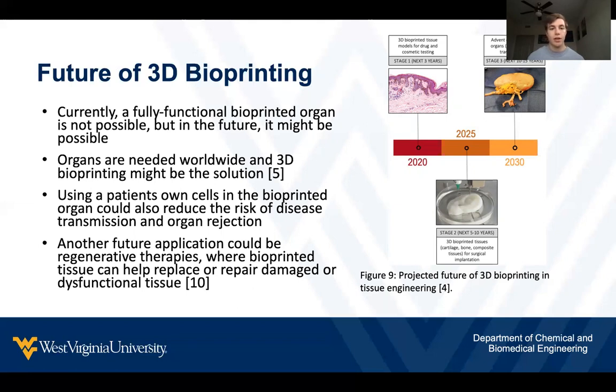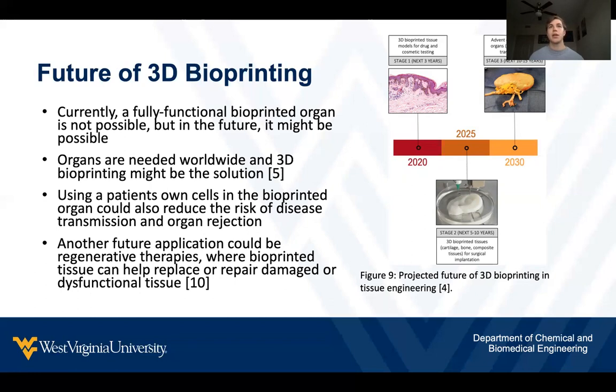And as I mentioned before, it can personalize organs to an individual by using their own cells and reduce the risk of disease transmission or organ rejection. In addition to possibly recreating tissue models, 3D printed tissues, and organs, 3D bioprinting can also have other future applications that we haven't discovered yet. One which has been hypothesized is regenerative therapies, where bioprinted tissue can help replace and repair damaged and dysfunctional tissue.